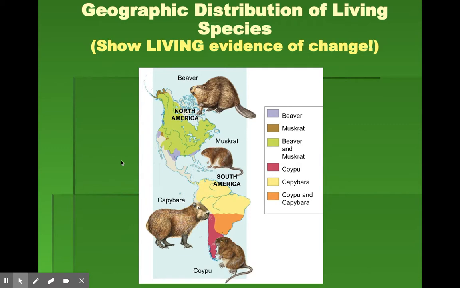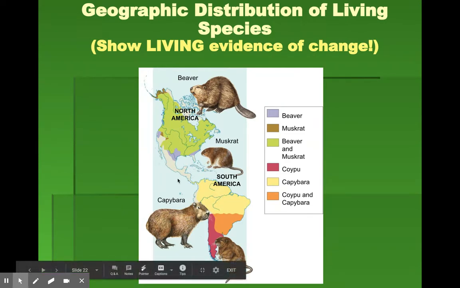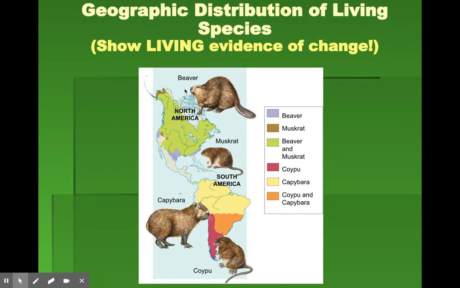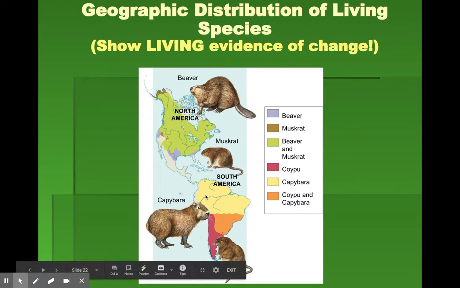Another example of evidence that we look at when it comes to evolution is the geographic distribution of living species. All of these share very similar characteristics. So we have a beaver here in North America, the muskrat, the capybara, which is found in northern South America, and then we have the coipu down here at the very bottom of South America.